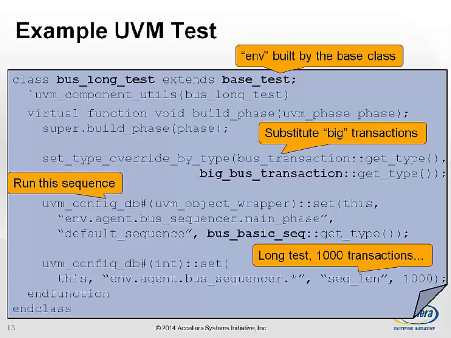And then I can tweak the knobs of my sequence in my test. I can tell it any sequence that runs on the bus sequencer that has a sequence length parameter, give it 1,000. So when my sequences that run on that sequencer ask for a sequence length, they get the number 1,000 from the config database. So in this way, I can radically change the kind of behavior that my verification environment generates in only a few lines of code, without touching it, without breaking it. I can change the kinds of transactions, I can choose the different sequences that run, and I can change the kind of behavior that we see the sequences generate.